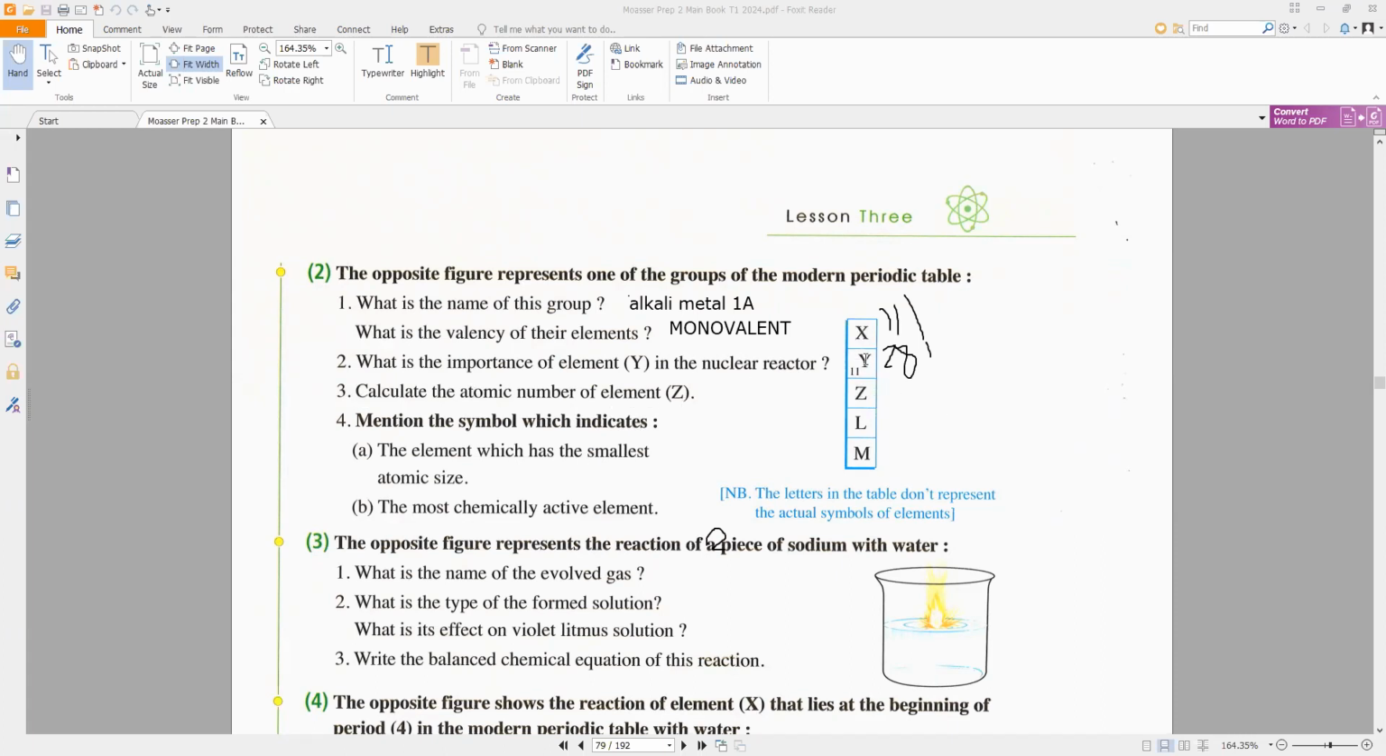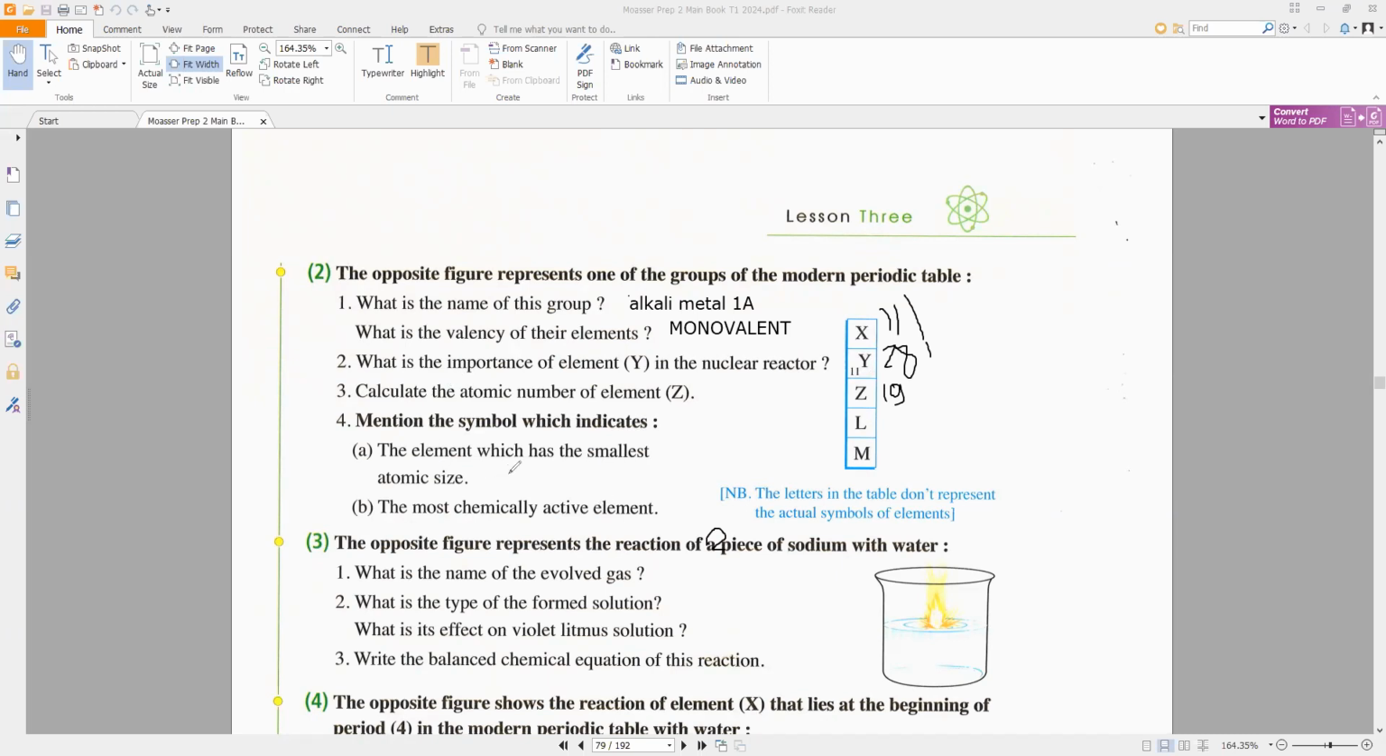Calculate the atomic number of Z. Z is located after it in the same group. We studied in the first lesson that in the same group, the atomic number increases by 8, but in a period, each element increases by 1. So Z contains 11 plus 8, so it has atomic number 19, because when we move down the same group, the atomic number increases by 8 electrons more than the previous element.